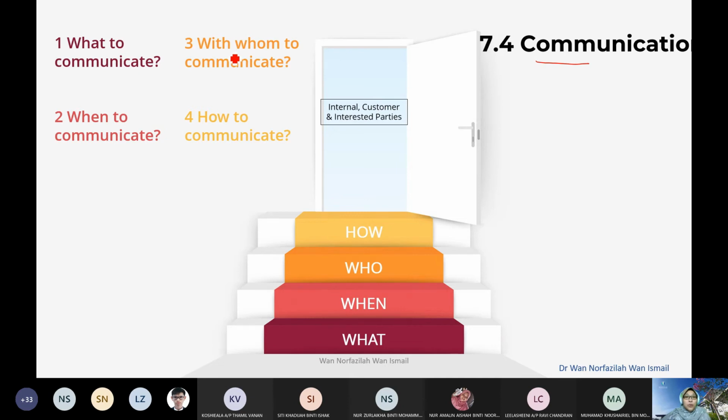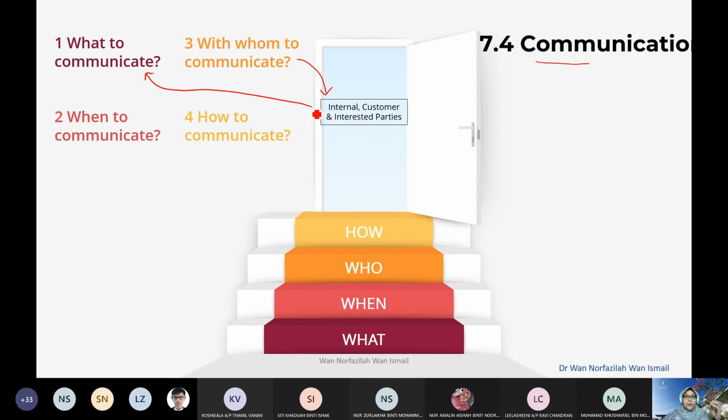Okay, and then with whom to communicate. Okay, so this one coming to the box. Okay, sometimes the information is only for internal, the person in charge in the lab. Okay, your team members in the lab cannot communicate it to anyone other than internal, for example, interested party, NGO. Okay, maklumat tu tak semestinya boleh kongsi dengan semua orang. That's why we go back to what to communicate.